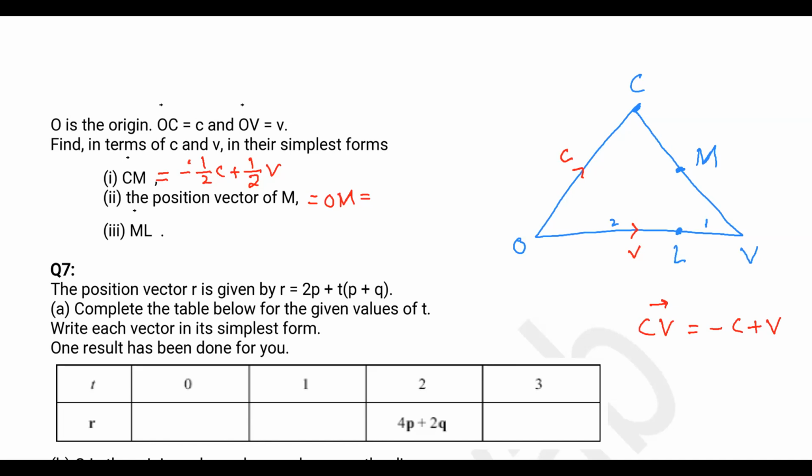Yes, you are right. Mahek, you can use that path. So Arisha, how will you calculate now OM? Sir, we'll go from OV to VM, and OV is basically V, and VM is minus 1/2 C plus V.